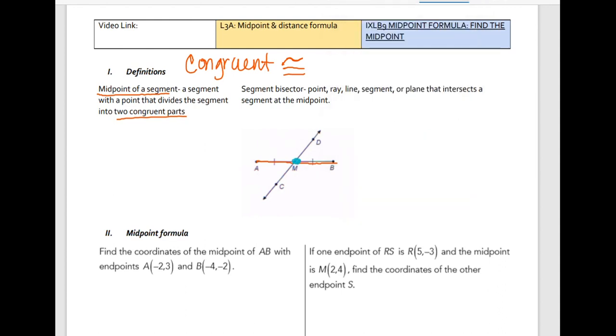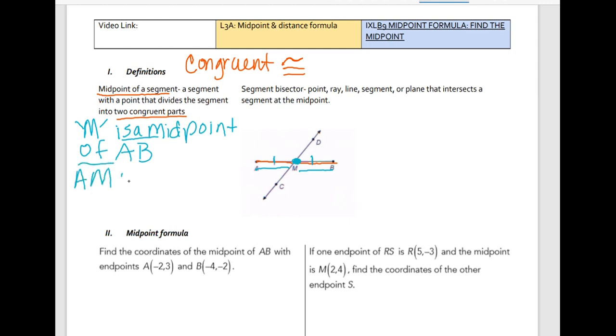So you have now two different segments. So now you can say that M is a midpoint, and it's going to be a midpoint of AB. So with this in mind, now we can say that AM is equivalent to MB. That's what these little hatch marks mean. So AM is congruent or equivalent to MB.